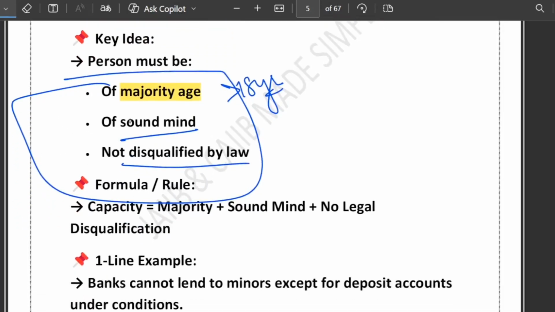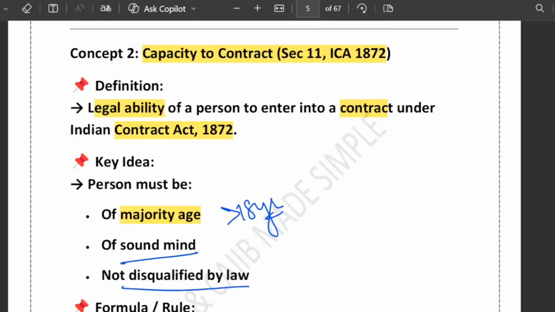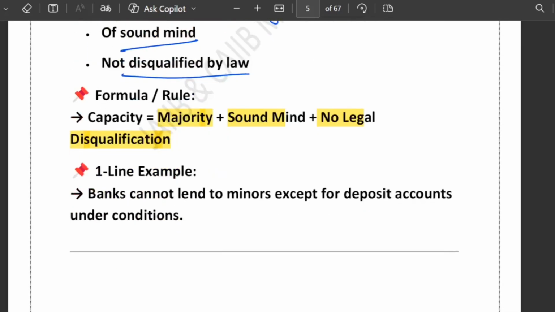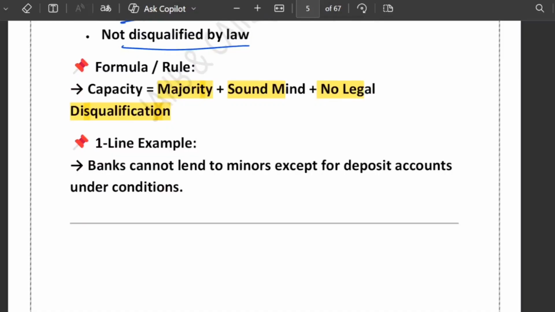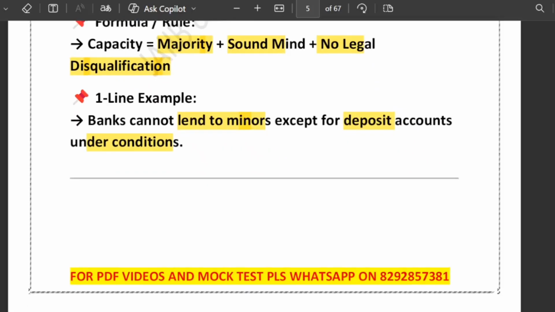So the formula, or the rule, is very simple. It says that capacity includes majority, sound mind, and no legal disqualification. Once these three conditions are met, the person does have capacity to contract. So let me give you one example. For example, a bank cannot lend to a minor except for a deposit account under condition, right? Bank can never lend. Why? Because minors are not capable of doing a contract.